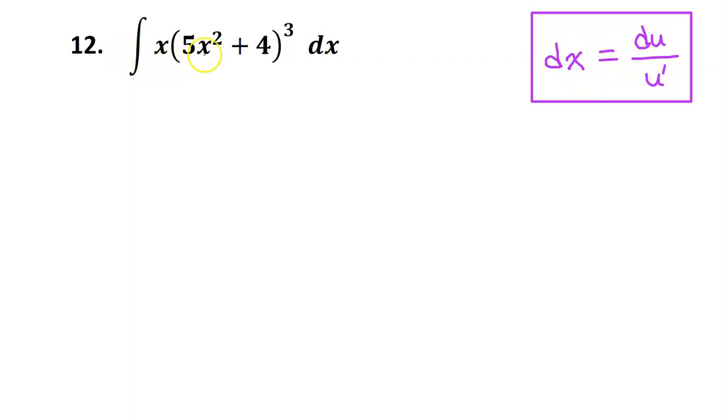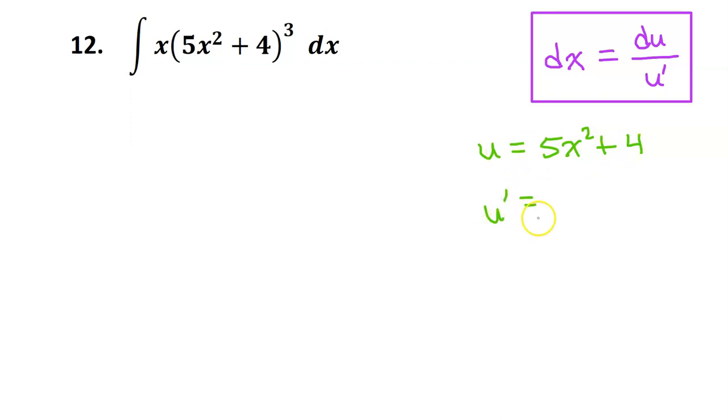So for u-substitution, you should be looking for a function inside of a function. What do you think? You see the 5x squared plus 4 inside of the cubic function. So that would be a good guess for u. Sometimes it won't always be this obvious, and there's a little bit of trial and error, but this seems pretty clear that our u should be 5x squared plus 4.